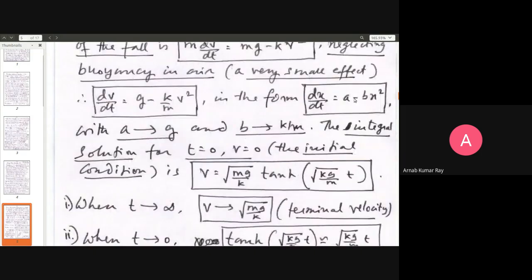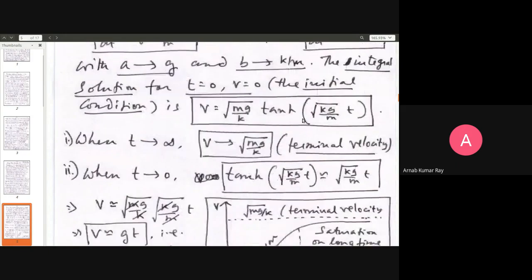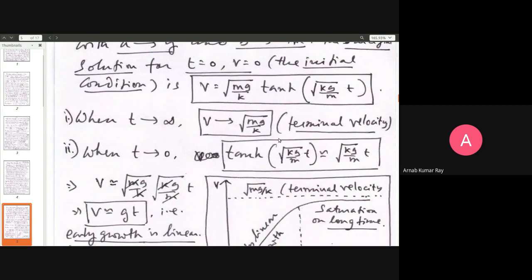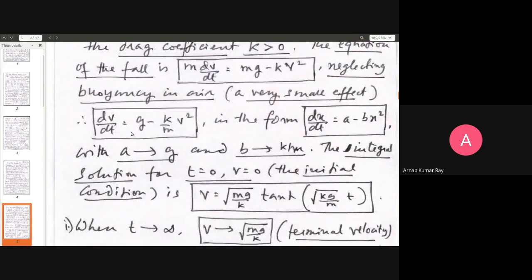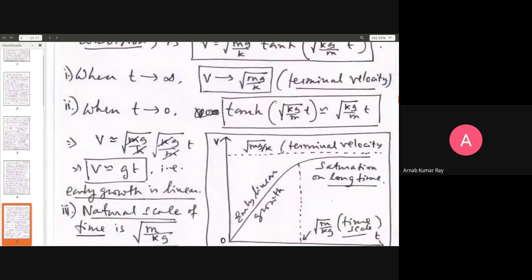All of these things we have discussed when we discussed dx dt is equal to a minus bx squared kind of a system. So all of these things we talked about in our mathematical theory class, so we don't have to repeat all those things again. I'm just applying all those ideas, just making a note that a is equal to g and b is equal to k by m. We can recover all our results from there.